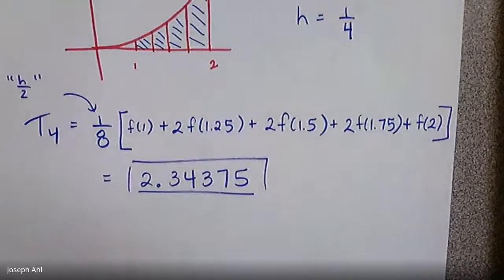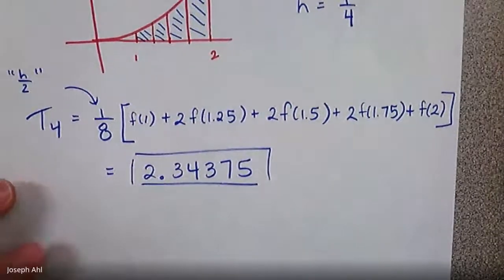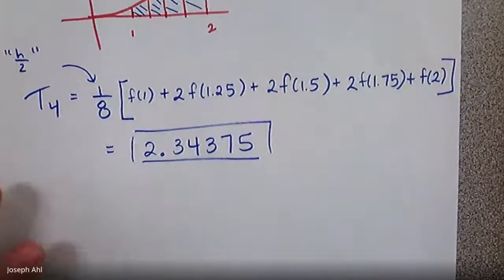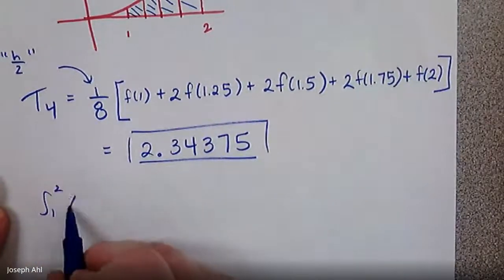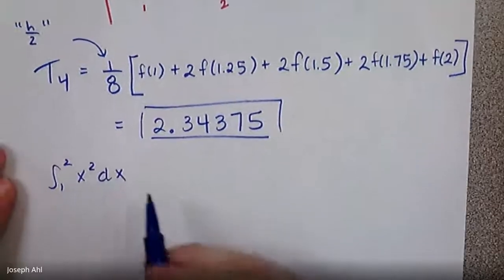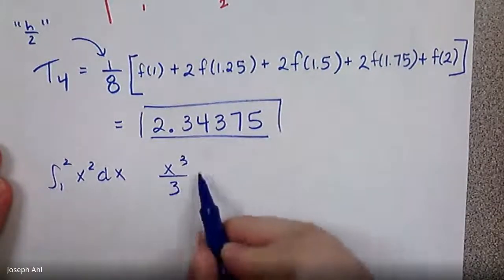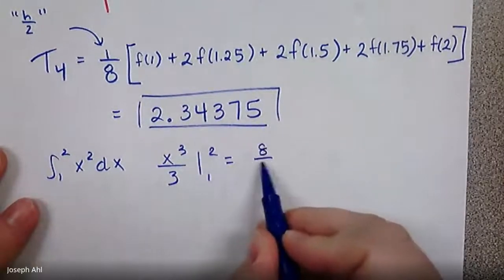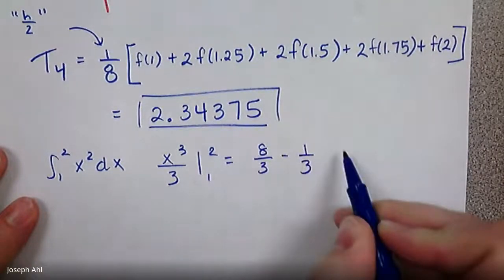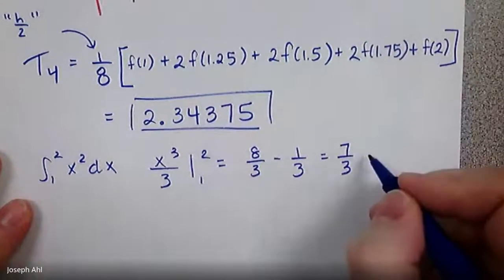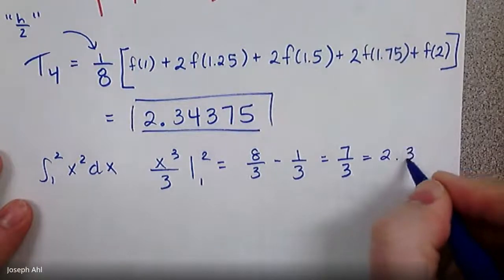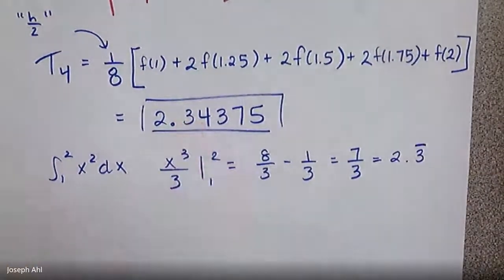All right. Well, since we know the value for the definite integral, we can find this without using trapezoids. So let's just compare and see how close we were. The integral from 1 to 2 of x squared dx would be x cubed over 3 from 1 to 2. So 2 cubed is going to be 8/3 minus 1/3, which is 7/3. And 7/3 is 2.3 repeating. So we're pretty close, aren't we? 2.34375, pretty close to 2.3 repeating.